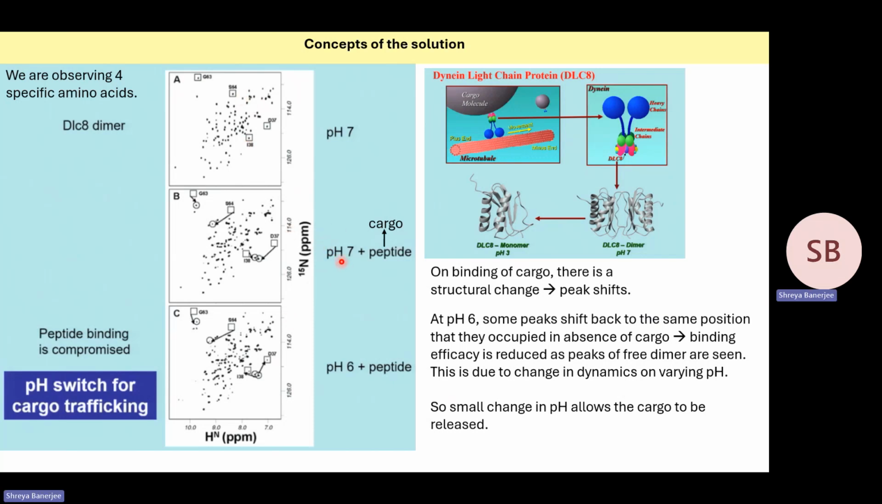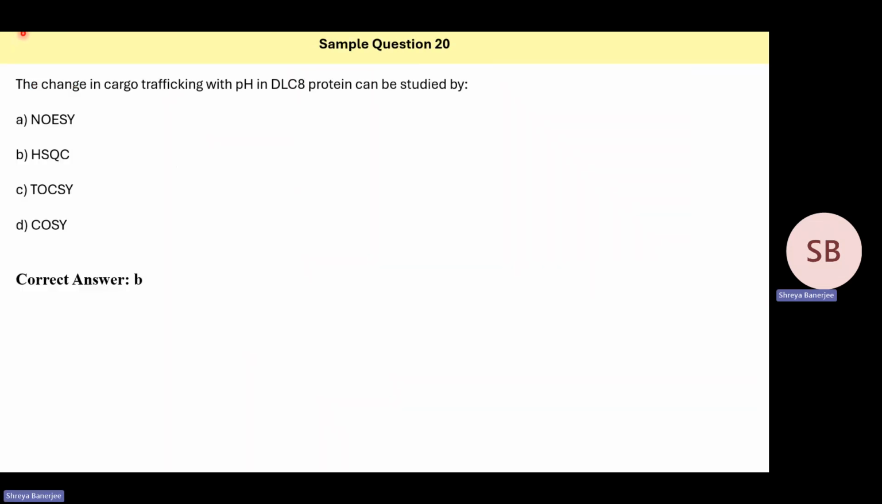So at lower pH, the efficiency of binding of the cargo is reduced because the NMR is showing peaks that correspond to both peptide plus cargo and only peptide. So that means all the peptide molecules are not binding to the cargo because the binding efficiency is reduced by lowering the pH. So basically, we can study this by using this kind of pH dependent HSQC spectra. So the correct answer is option B, that is HSQC.